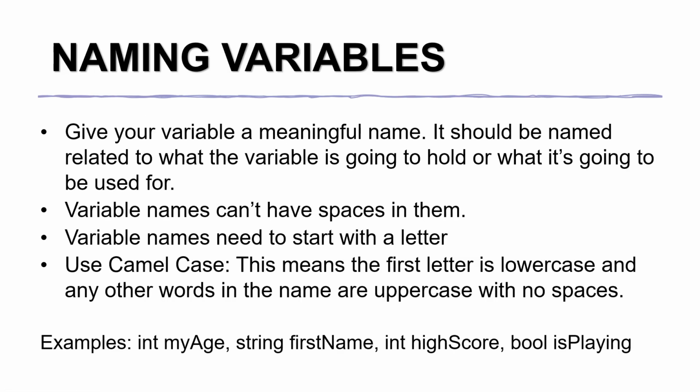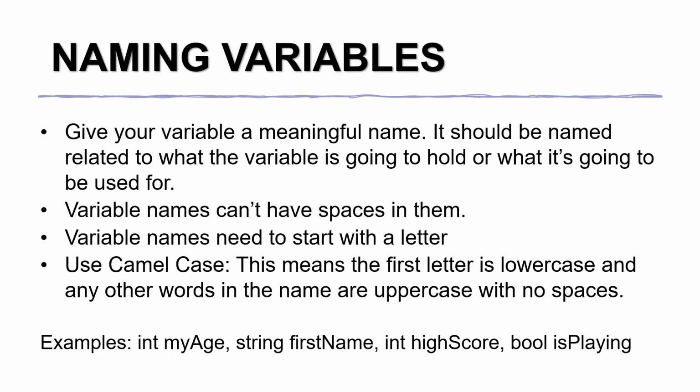As far as naming variables go, this is very important because your variable names are going to help you remember what the purpose of that variable is. If you don't know what your variable is meant to do, when you need to call it in your code later on, you're not going to remember what its name is, and you're going to have a difficult time working with it. So make sure that you do give your variable a meaningful name. And it should be named something related to what the variable is going to hold or what it's going to be used for.